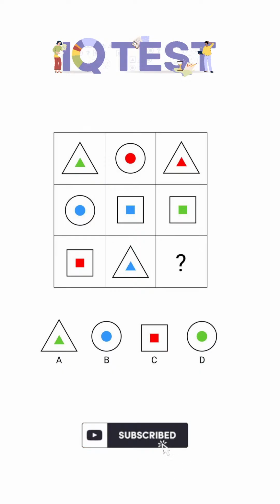Now between the A and D, we can see that in the chart, we have green triangle and then green square. So between the green triangle in the answer and then the circle green, which one is the answer?